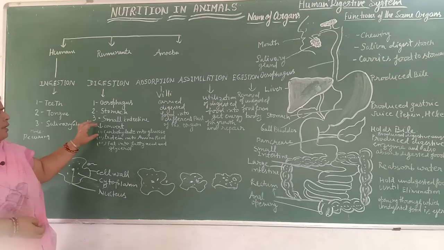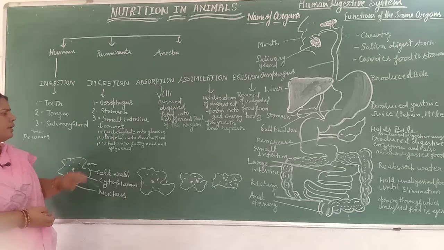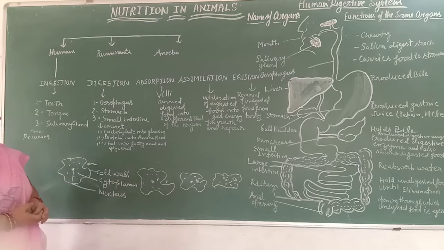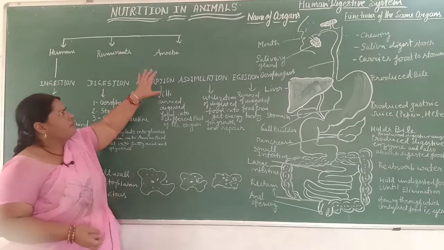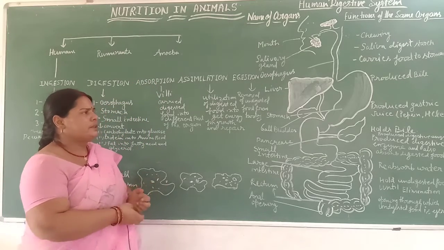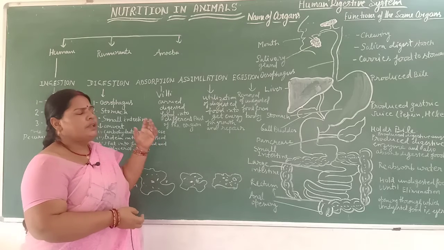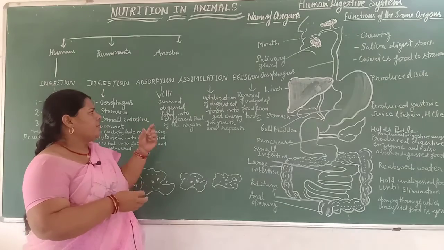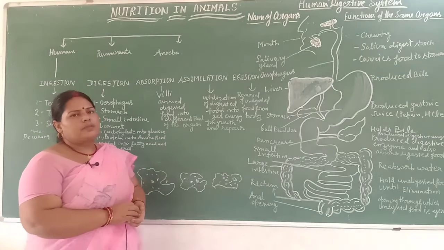They convert carbohydrate into glucose, protein into amino acids, and fat into fatty acids and glycerol. The next process is absorption. When the food is digested, it is absorbed by the villi, the projections with a villi structure, which carry the digested food to different organs.